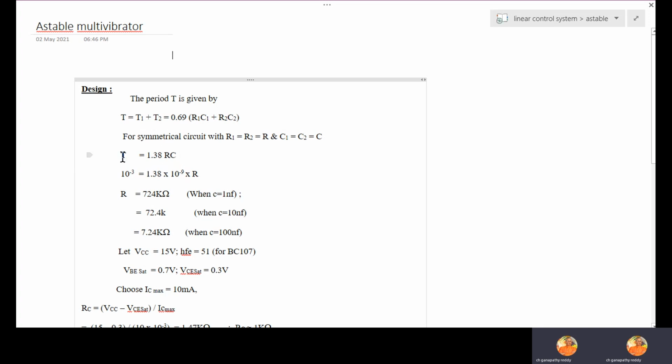So this is the total time period, and we are designing it for 1 millisecond. It is our choice, so I am explaining for 1 millisecond. That will be given in the design specification. And the R value and C value we have to choose such that it will give 1 millisecond. That is the basic idea.